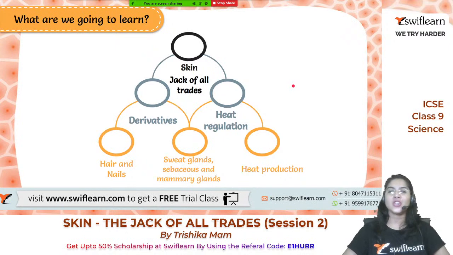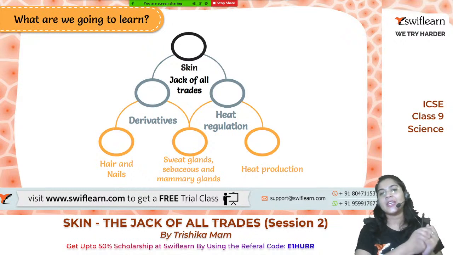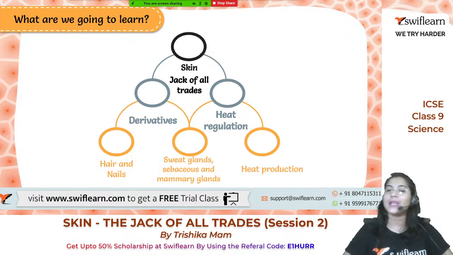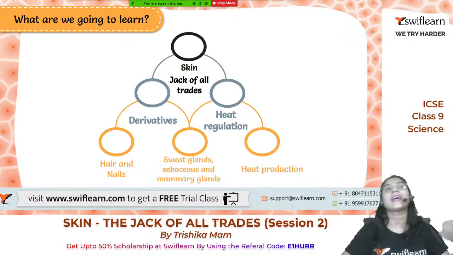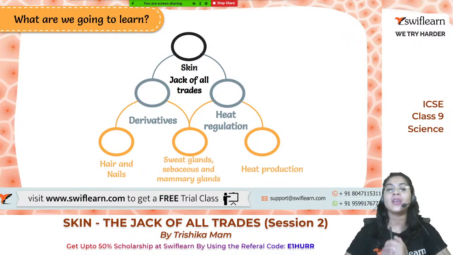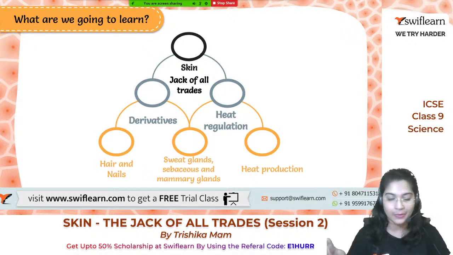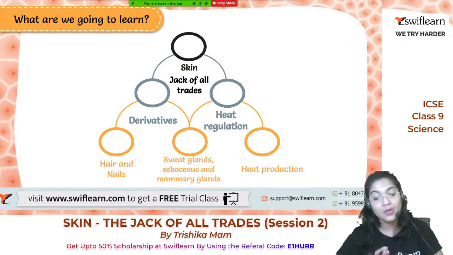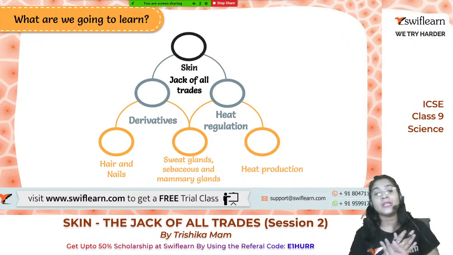Okay, in the meantime, let me tell you what we are going to learn in today's session. Mainly, we will study the different derivatives of the skin. What are those? These are basically the hair and nail. As I have already mentioned in the previous session, dead cells are present in the hair and nails. That is why if we cut the hair or the nail, we do not feel pain. They are made up of dead cells, but they are also very important because they have different roles in our body. We will see those roles in today's session.